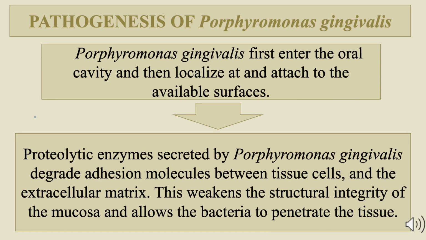Pathogenesis of Porphyromonas gingivalis. Step 1. Porphyromonas gingivalis first enter the oral cavity and then localize at and attach to the available surfaces. Step 2. Proteolytic enzymes secreted by Porphyromonas gingivalis degrade the adhesion molecules between tissue cells and the extracellular matrix. This weakens the structural integrity of the mucosa and allows the bacteria to penetrate the tissue.